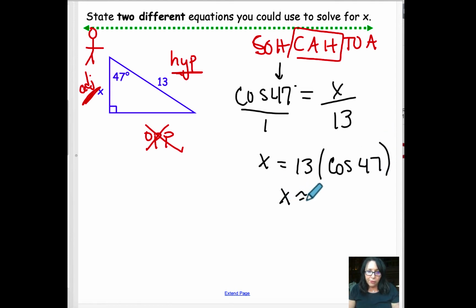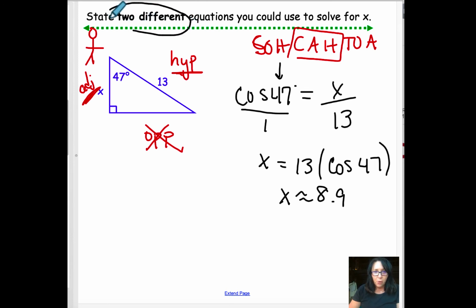And so remember also that when you're taking sine, cosine, or tangent, you are actually approximating. So that means that your answer is going to be a little bit off. So make sure your calculator is in degrees. So we're going to go cosine of 47 is equal to, and then we're going to multiply that by 13. And I get 8.85, so I'm going to go with 8.9. So about 8.9, okay?